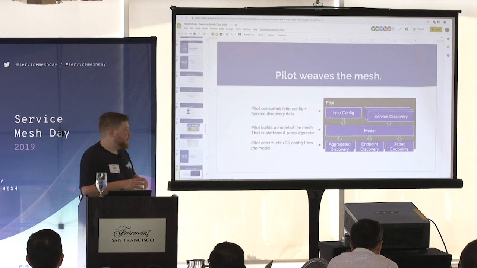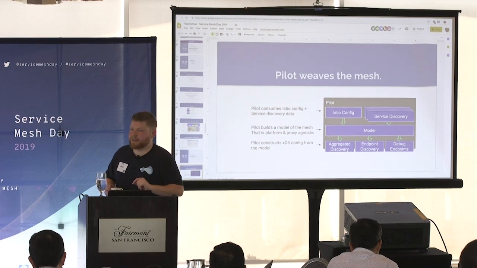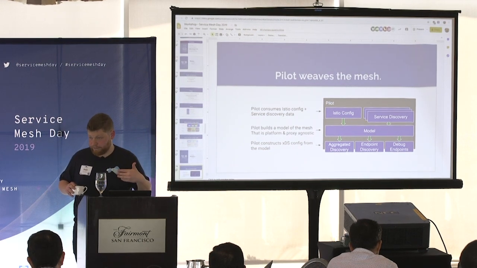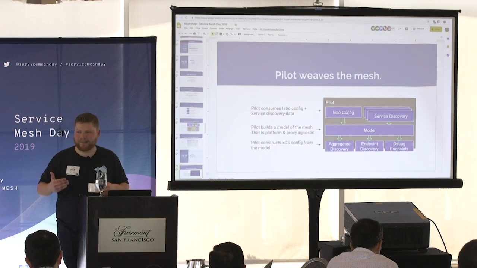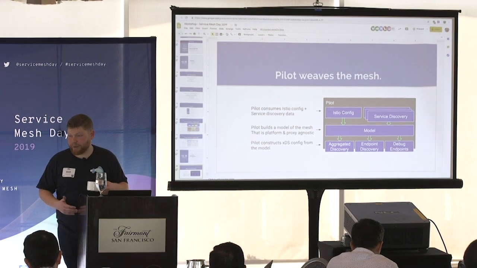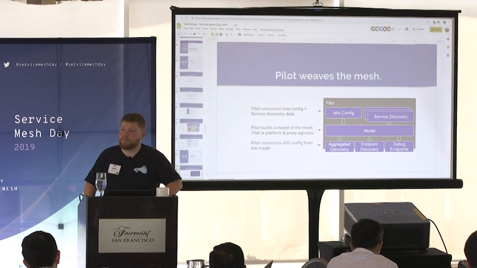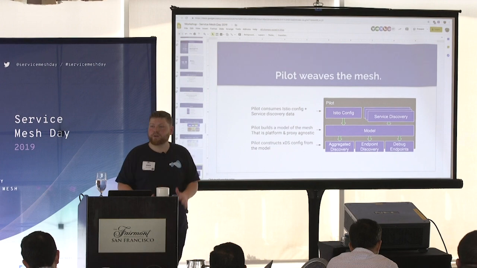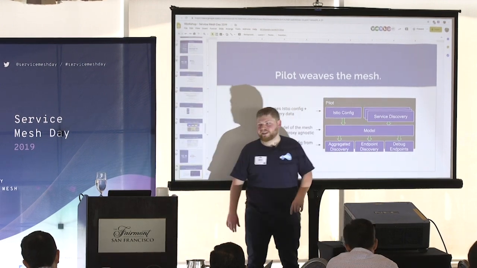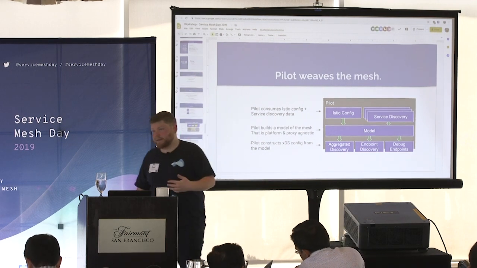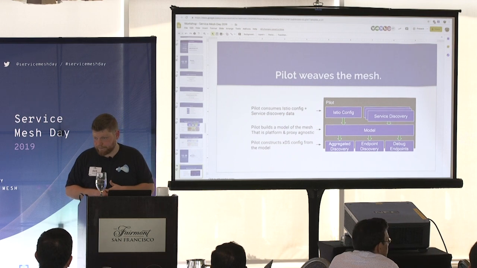Yeah, so in this data model, the Kubernetes API server appears twice. It appears once as a service discovery or as a service registry. However, it also, in a Kubernetes deployment, acts as the configuration store for Istio configuration. Those are logically separate, but in Kubernetes, the Kubernetes API server acts as both. So typically the only service discovery that you wire up in Pilot is the Kubernetes API server, and then that is the config store as well.